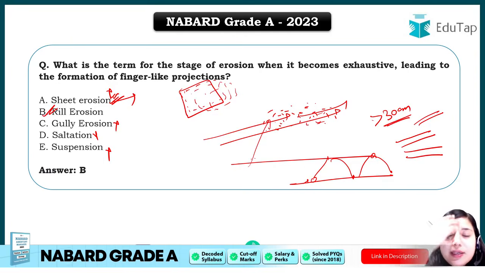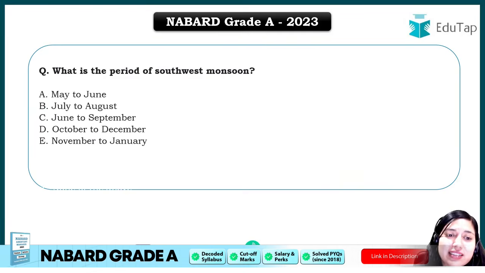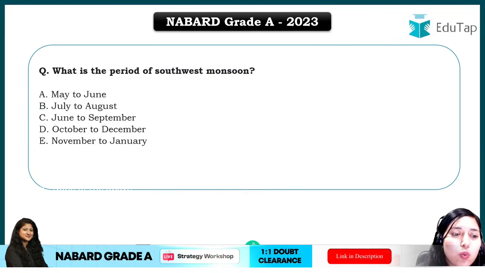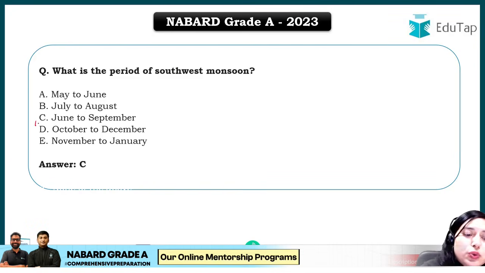So answer here will be rill erosion. Now let's move to the next question. Here a very straightforward question has been asked. What is the period of southwest monsoon? So the period of southwest monsoon is June to September.